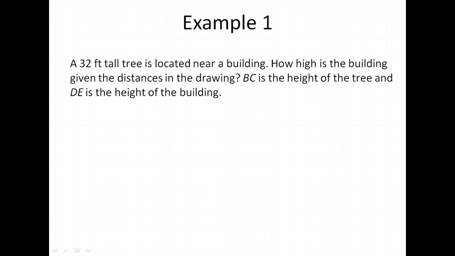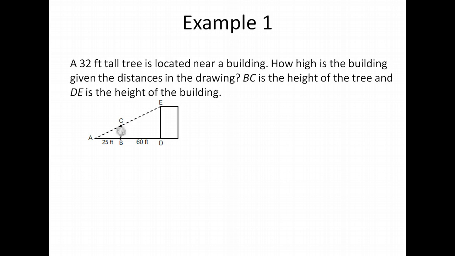The length of BC is the height of the tree and the length of DE is the height of the building. So here's what our diagram looks like. We're 25 feet away from a tree that we know is 32 feet tall, and if we line up with the top of the tree and the top of the building at the 25-foot mark, we know that they're 60 feet from the tree to the building.